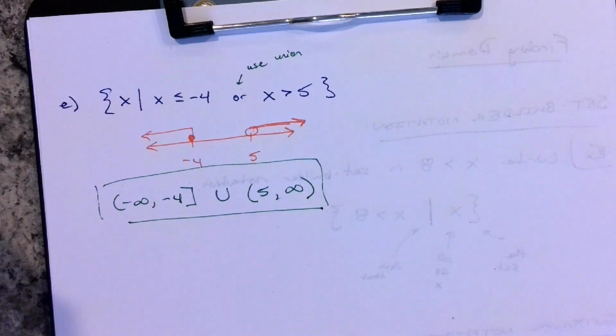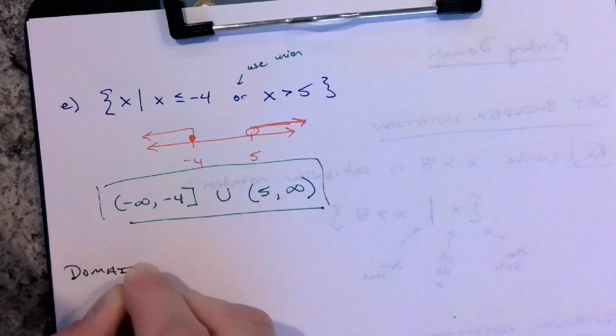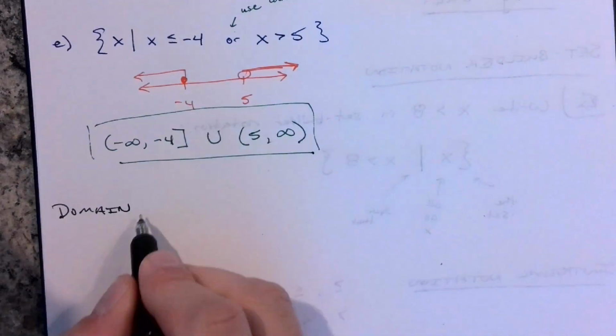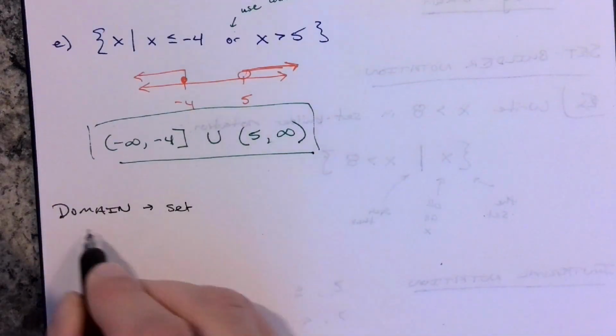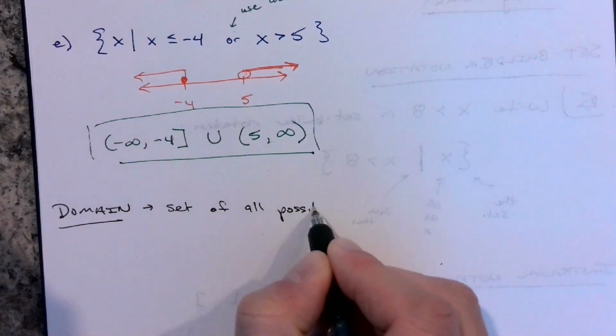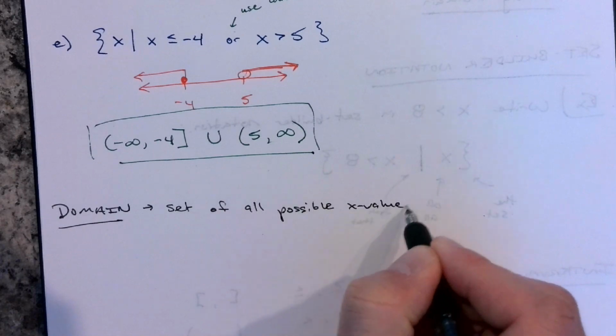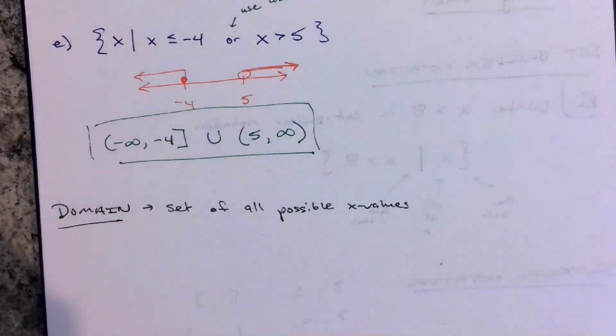All right, so we're going to look at some examples. We're going to find the domain. So remember what domain was. Domain is our set of all possible x values, right? It's really all possible inputs for a function. You know, we have another video where we do this graphically, but we're going to do it algebraically.